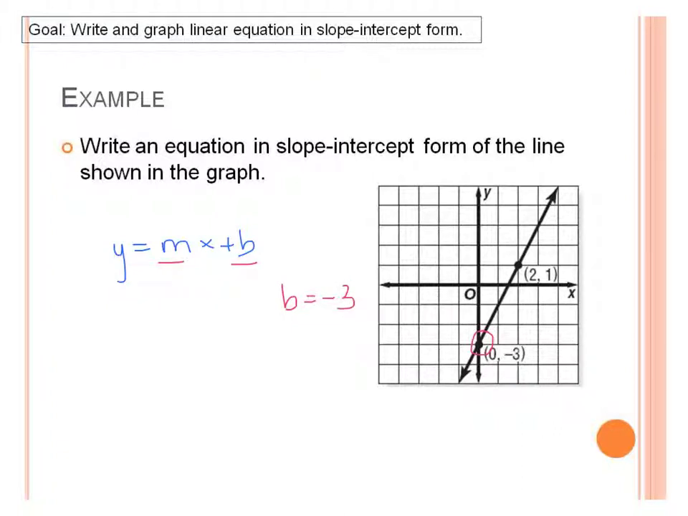Then you probably want to count your m. Starting at that point, if we count up 1, 2, 3, 4, and we count over 2, our slope would be 4/2, which is just 2, or you could write it as 2/1. Then I'm going to put those together into my equation, and we're going to have y equals 2x minus 3. Again, use -3 and not plus a -3.